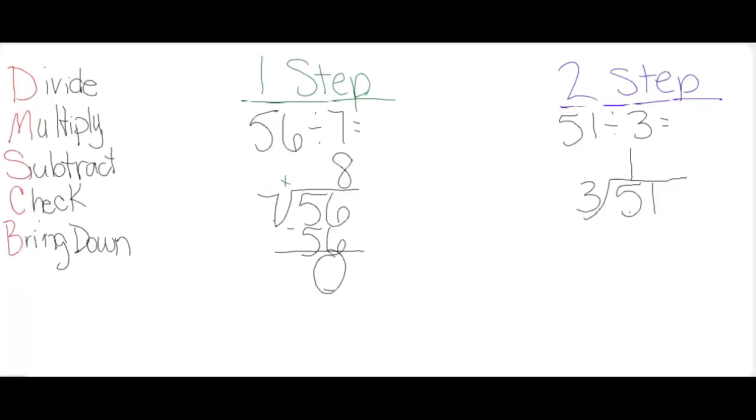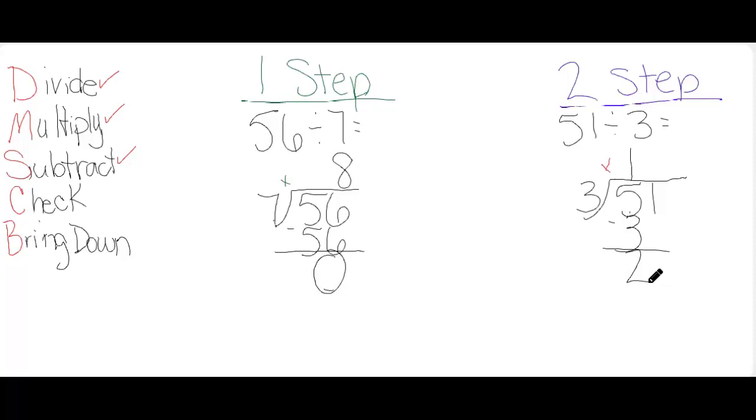We have divided. So now we're going to go to our second step, which is to multiply, and we are going to multiply that 3 times the 1. 3 times 1 is 3. We're going to write that answer underneath the 5 where we show our work. And our next step after we multiplied is going to be to subtract. So we're subtracting next. 5 minus 3 is 2.